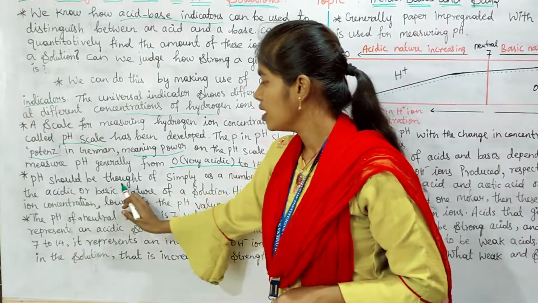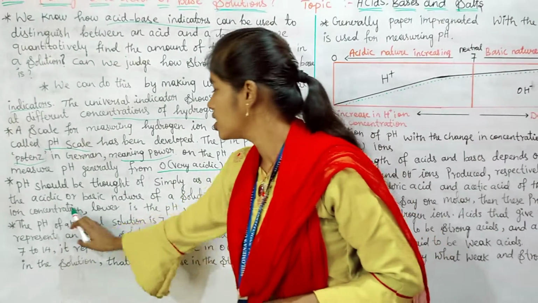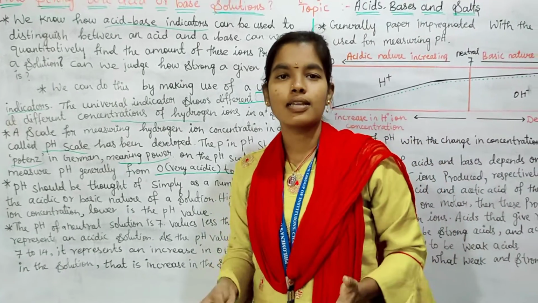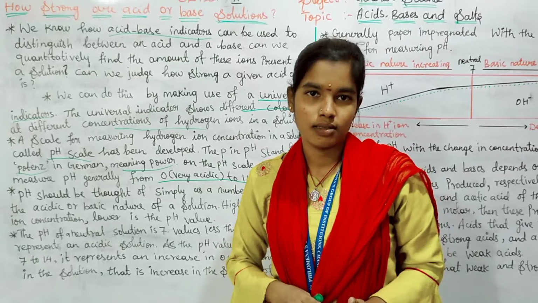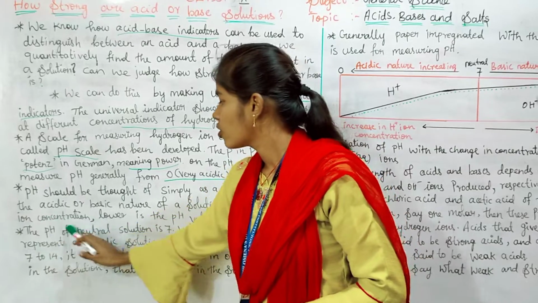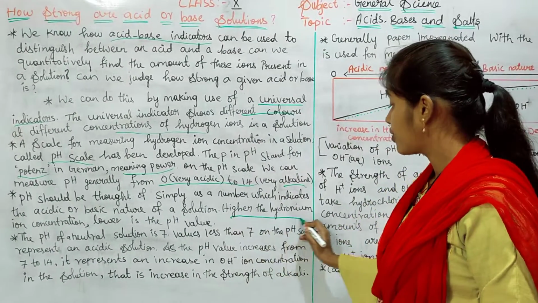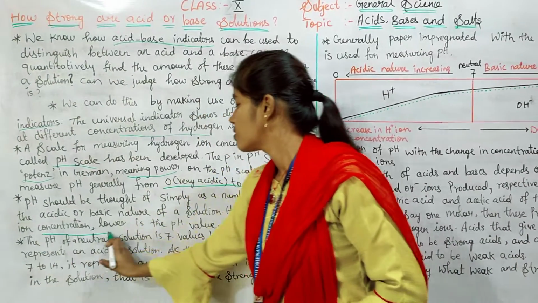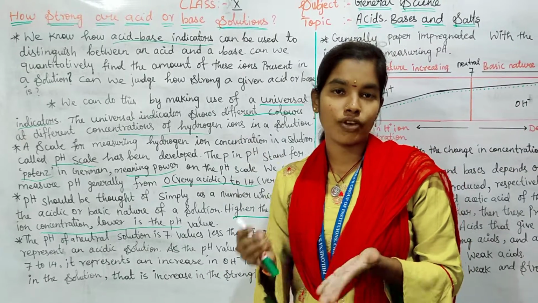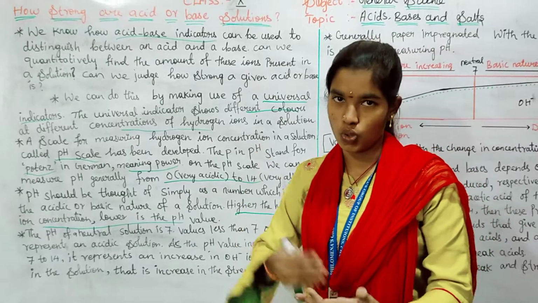So pH should be thought of simply as a number which indicates the acidic or basic nature of the solution. The pH scale indicates how strong or how weak a solution is. Here, the higher the hydronium ion concentration, the lower the pH value. If the concentration of hydronium ions increases, the pH will be lower.